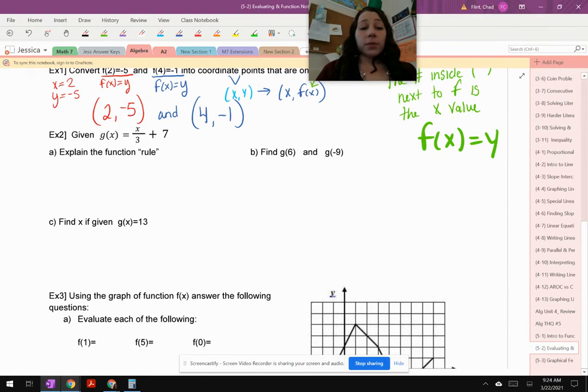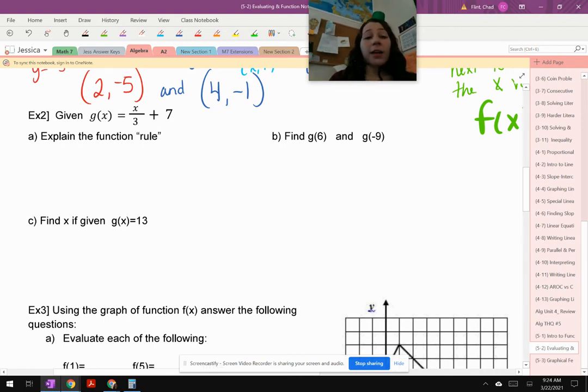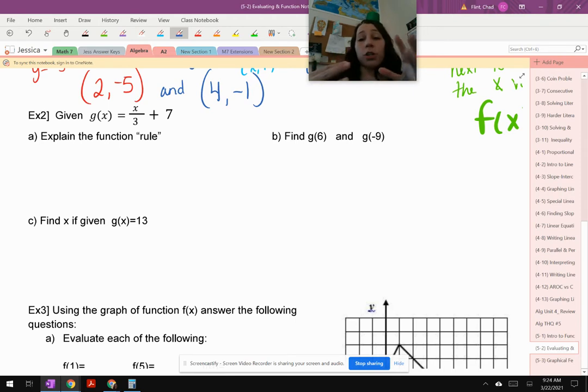All right, so in the second example, this is where we start to get into some of the evaluating here. Given a function g of x is equal to x over negative 3 plus 7, explain the function rule. Remember, the function rule is what you would do to x, or to that input, when you plugged it in.